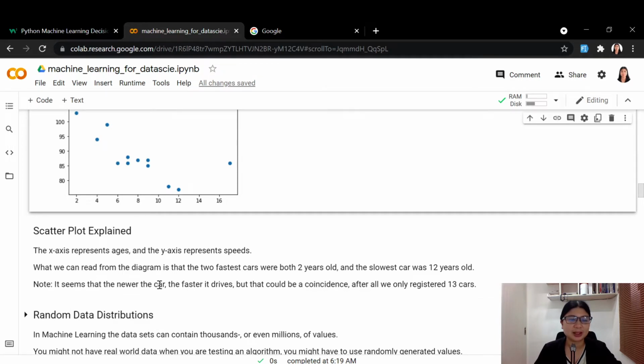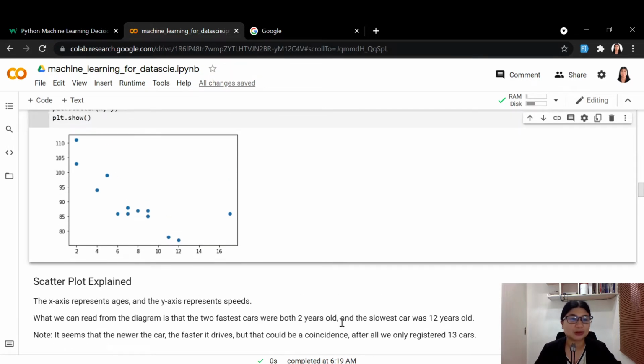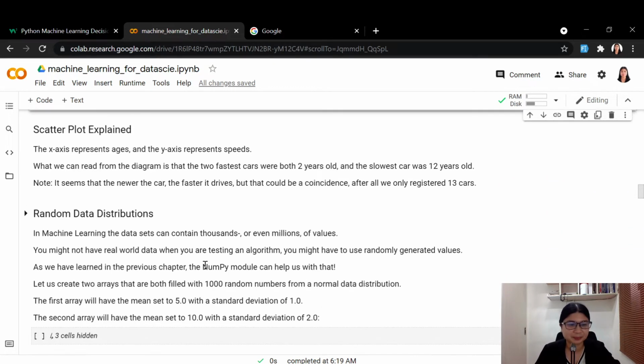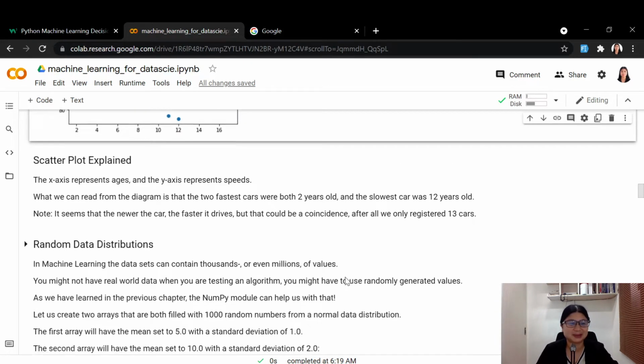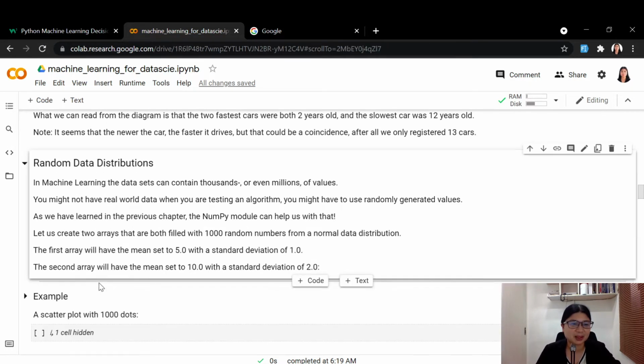We can read from the diagram that the two fastest cars are both 2 years old, and the slowest cars are 12 years old. So, ayan, 12 years old, hinay sila, no? Because this is the speed and this is the age. Okay? So, it seems that the newer the car, the faster it drives, but that could be a coincidence. After all, we only have registered 12 cars. Yes, no? So, random distribution, the data distribution.